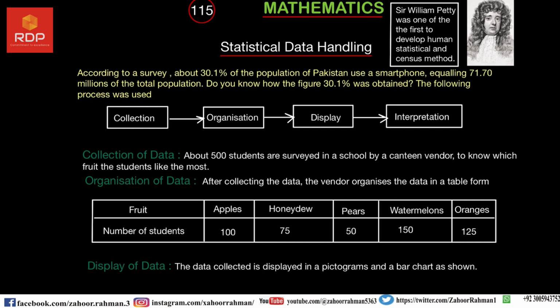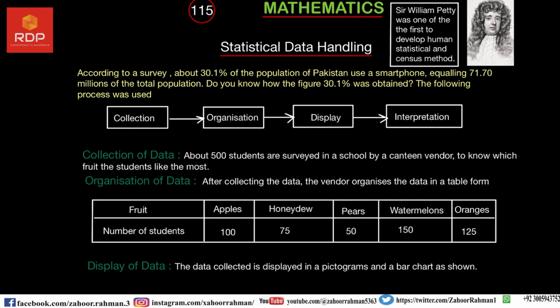75 of them like honeydew. 50 like pears. 150 are fond of watermelons, and the remaining 125 of the 500 students like oranges. So in this way he organized the data in the second step.